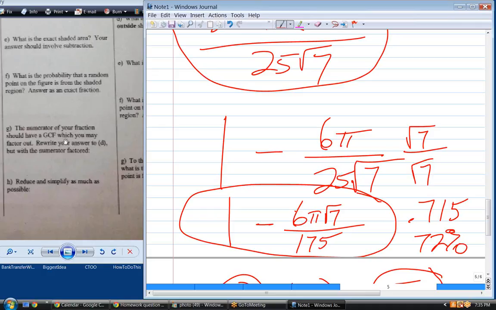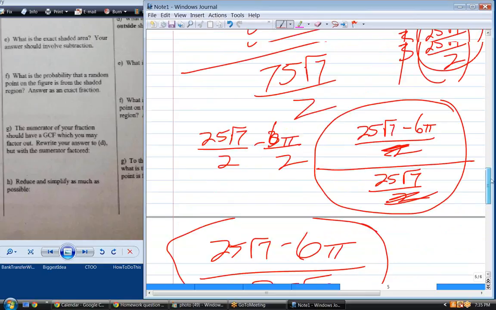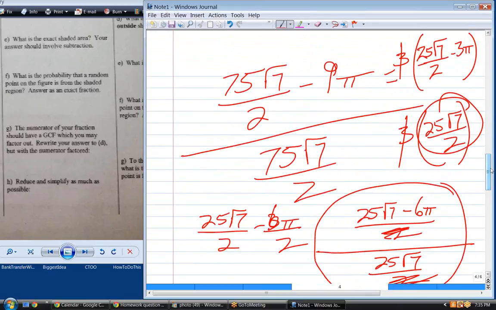oh boy. See, this one did have a greatest common factor. So they might have wanted you to put down this 75 root 7 over 2 minus 9 pi all divided by that. And then after we factored out the 3, you'd put down the 25 root 7. You see what I'm saying? Yeah. In other words, G applies to this problem.